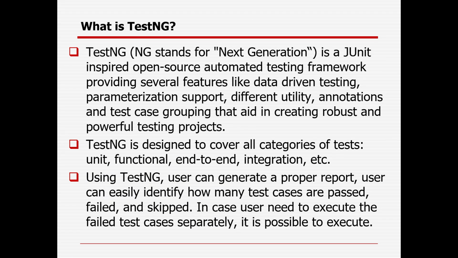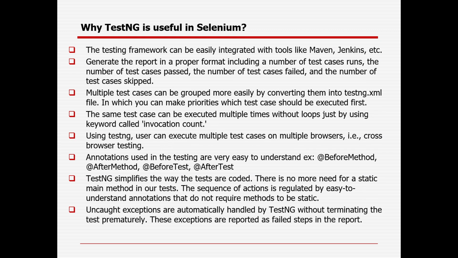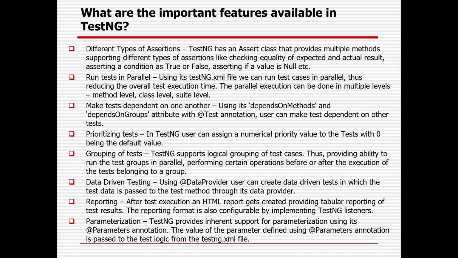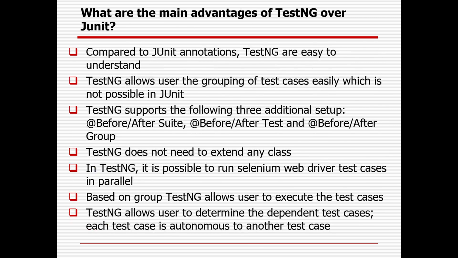So TestNG is a JUnit-inspired framework. NG stands for next generation, which gives you a lot of advantages: to generate beautiful reports and to use the different annotations. Without a main method, you can do the execution, you can create multiple packages, multiple tests, right? You can generate reports, you can do different kinds of testing, you can do parameterization, grouping, right? You can use invocations, you can make something dependent, you can prioritize your test cases, you can do data-driven testing. These are a couple of the things.